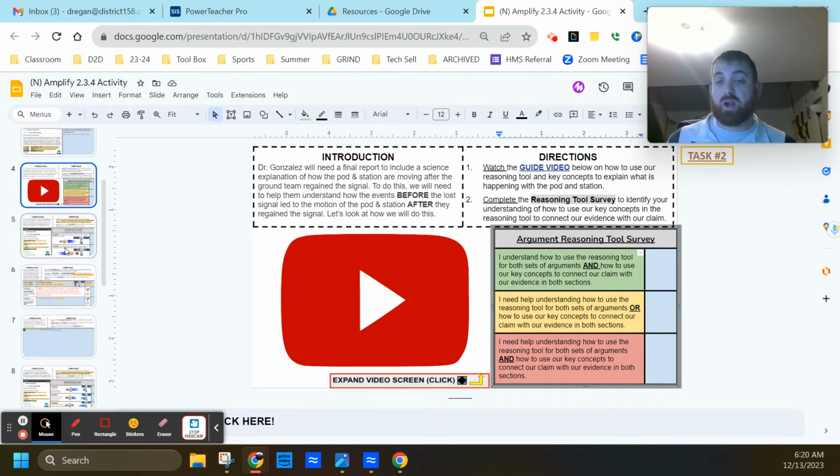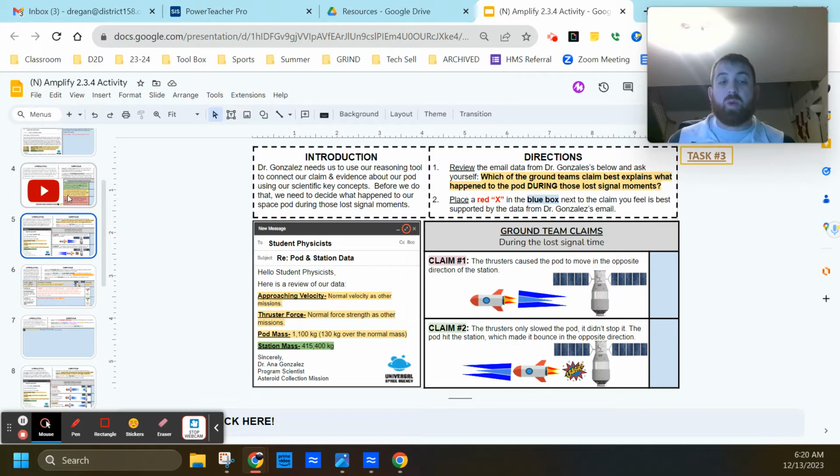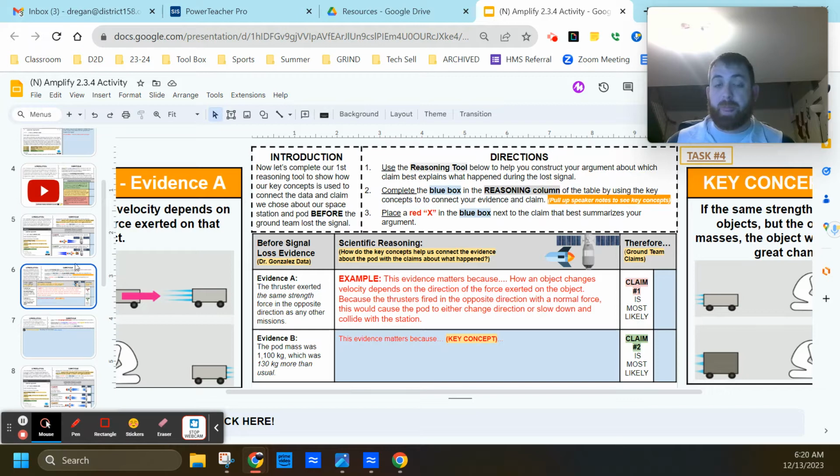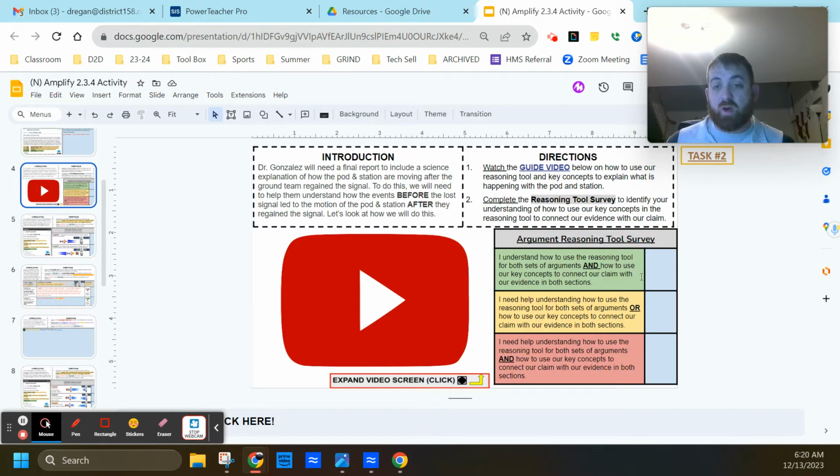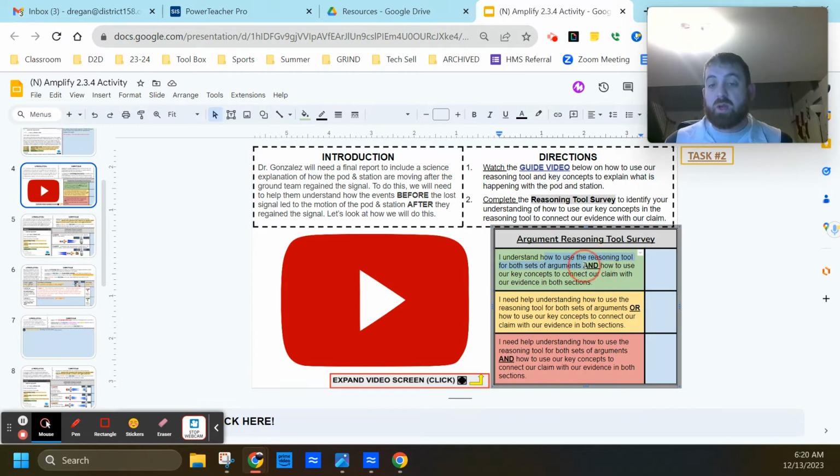So to start in task 2, we are going to be breaking down what would be the claim that you're going to be choosing, the reasoning where we connect our evidence and claim through our key concept, and the model that you're making. So as we go through these two arguments, I'm going to be breaking down how to use the reasoning tool for both sets of arguments and how to use our key concepts to connect our claim and our evidence in both sections.